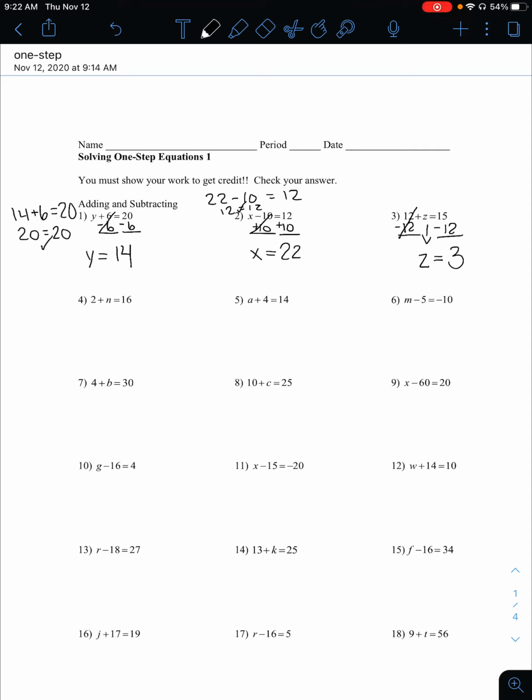Now, let's see if we're right. Let's double check. If we have 12 plus, what did we get for z? We got 3. Is that equal to 15? There we go. z is 3. z is equal to 3.